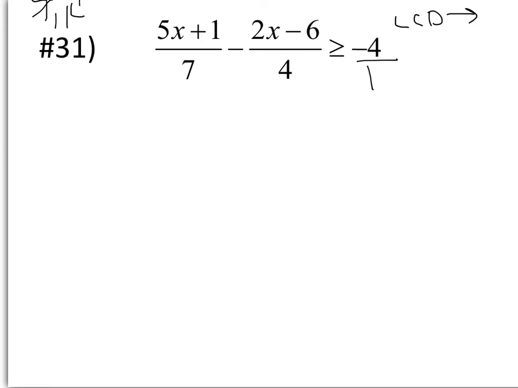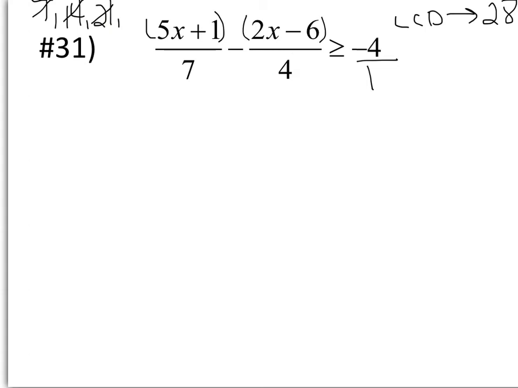Okay, let's try 14. Does 7 go into 14? Yes. Does 4 go into 14? No. So let's try 21. Does 7 go into 21? Yes. Does 4 go into 21? No, it does not, so it can't be 21. Okay, let's try 28. Well, we know that 4 times 7 is 28, so we know 28 is going to work. So we know our LCD is 28.